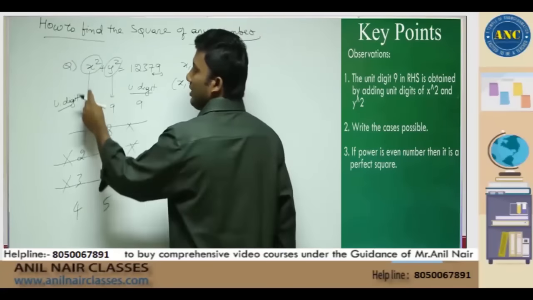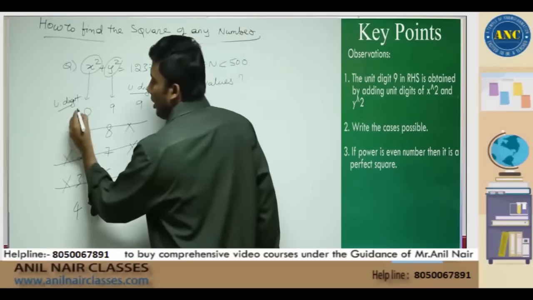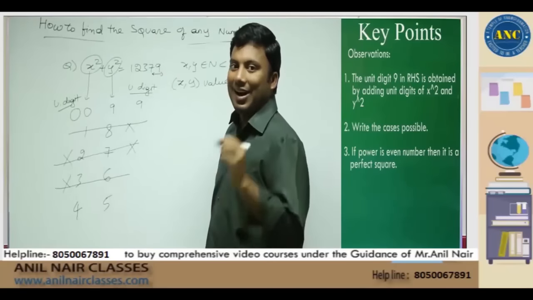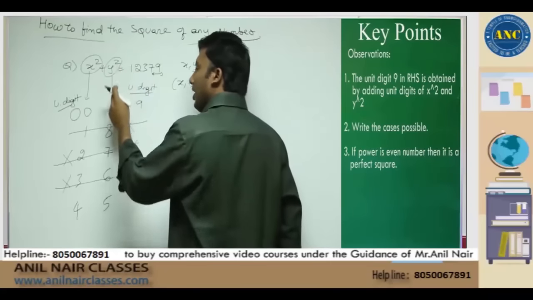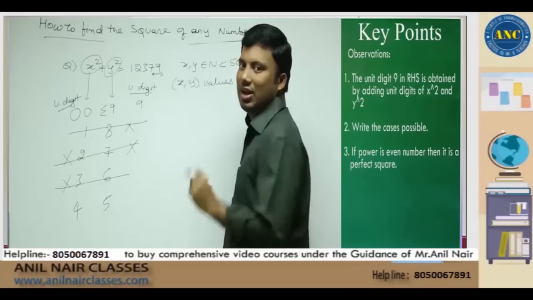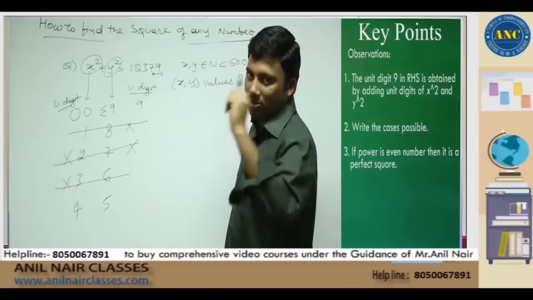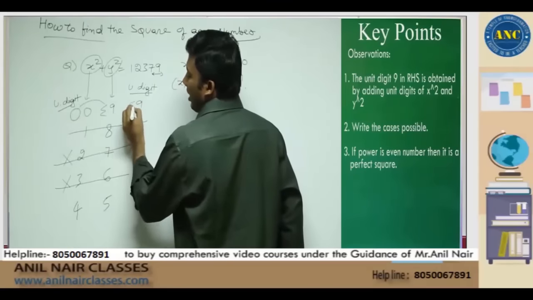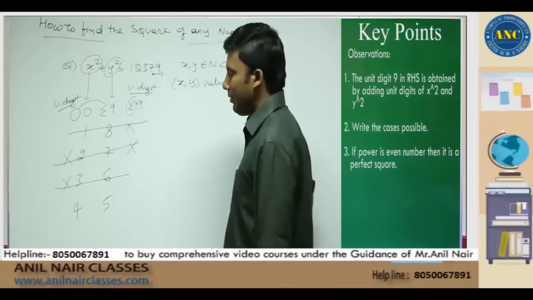Now, x square is ending with 0. Any perfect square ending with 0 always ends with an even number of zeros. 10 square is 100, 100 square is 1 followed by 4 zeros. Any perfect square ending with 9, the tens digit is an even number. Just now we discussed: 7 square 49, 13 square 169, 17 square 289. What is 0 plus even? Even. That means the right hand side tens digit should be an even number.